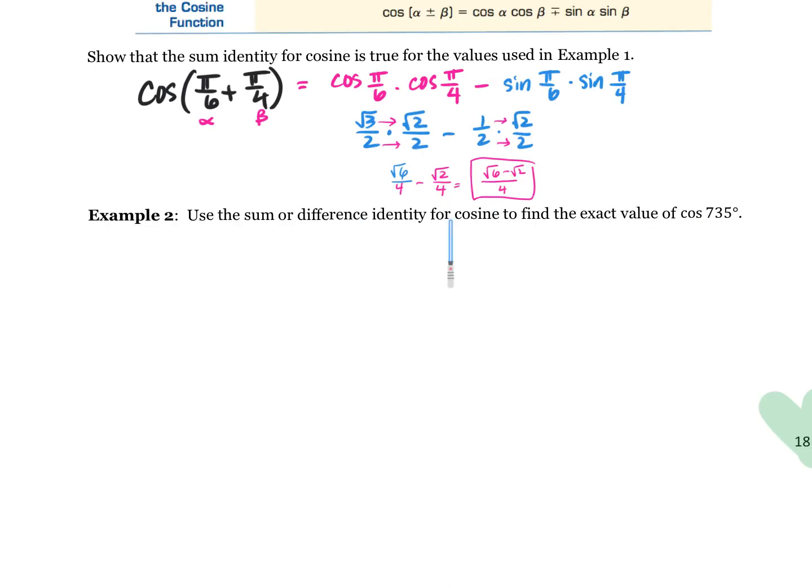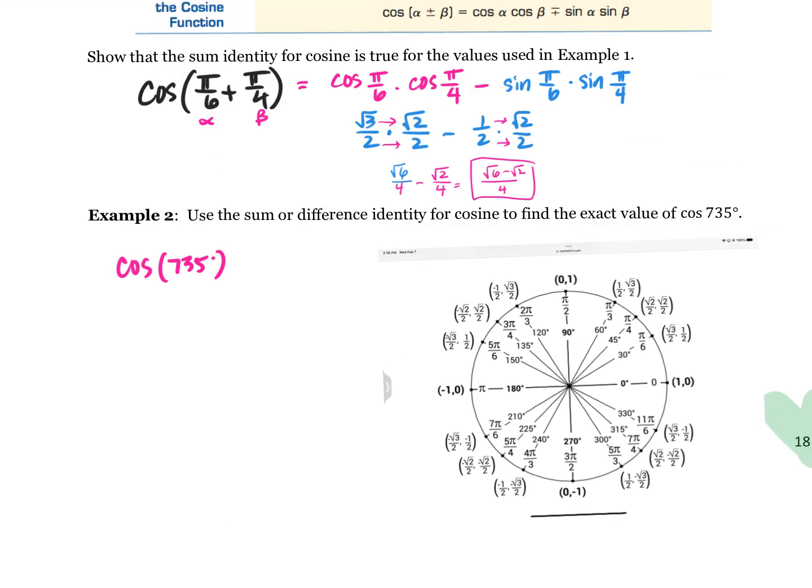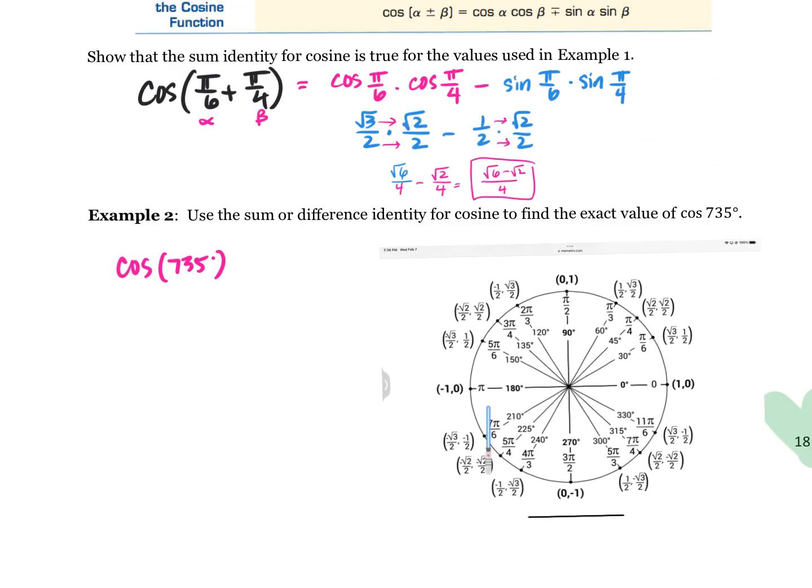You guys, use the sum or difference identity. Find the cosine of 735. Here's what my question is. Do we know where 735 is on my unit circle? No, agreed. But how could I put that in terms that I would know? How could I make 735 a little bit more manageable? Like putting it in radians. He's saying subtract a rotation. Still don't feel great about it. Subtract another rotation, Sean. I dig it.